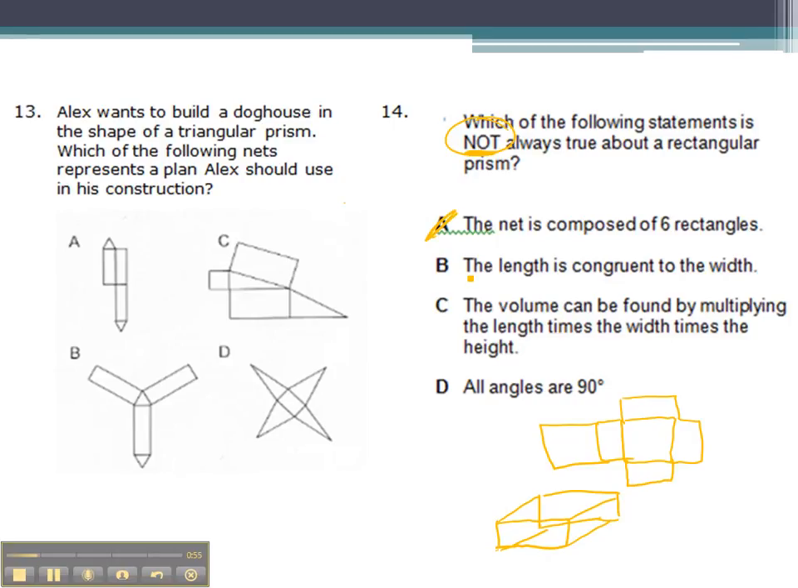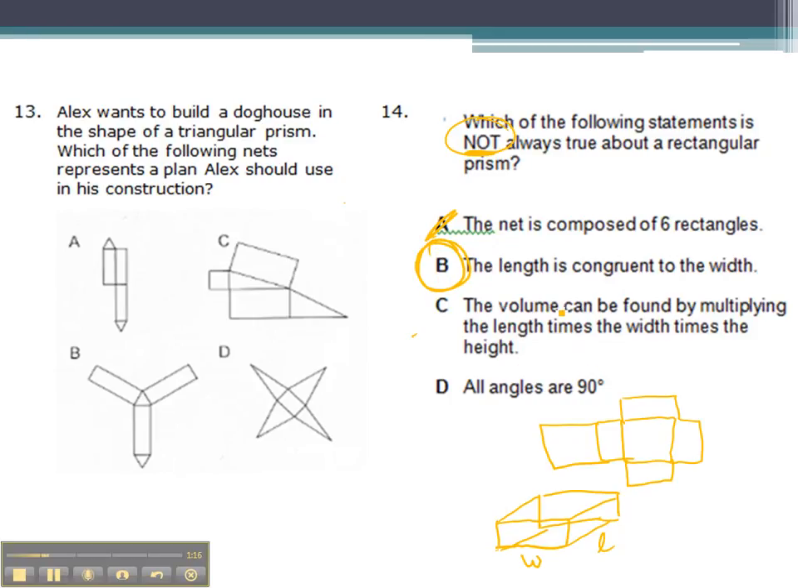So that's definitely true. The length is congruent to the width. Well, here's the width, and here's the length. Now, if it's a square prism, then the length will be congruent to the width, but if it's a rectangular prism, not necessarily congruent. So that's not always true. So there's our answer right there.